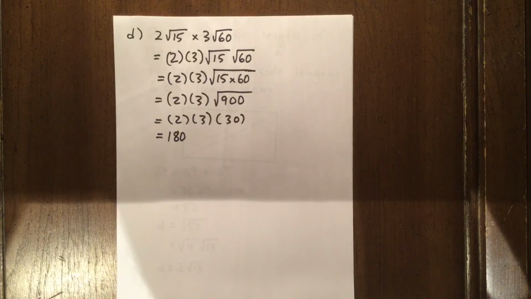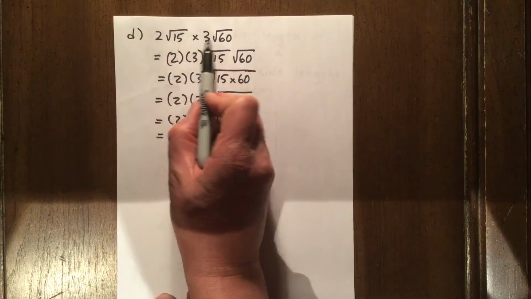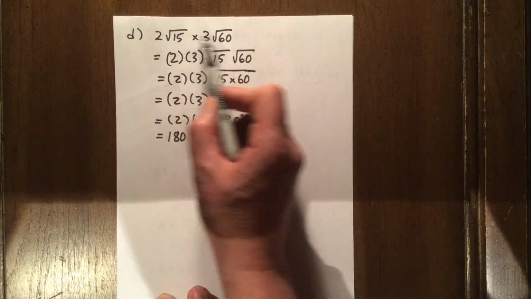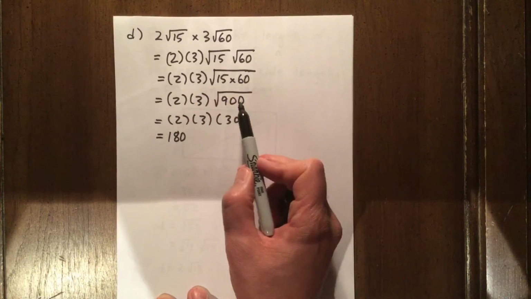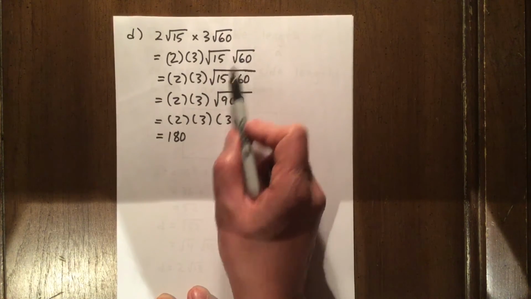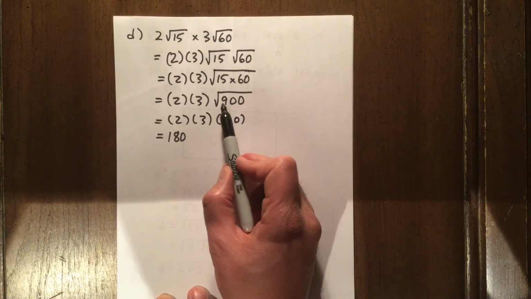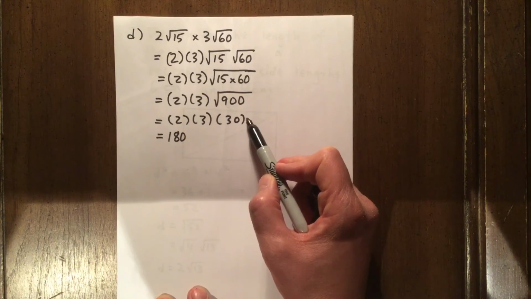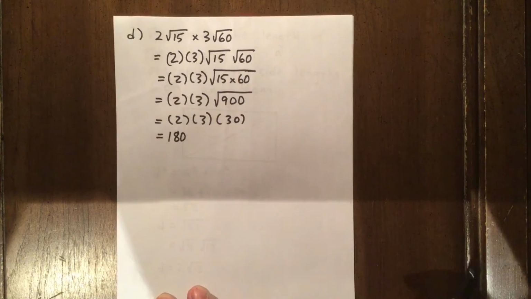All right, now what if we had 2 root 15 times 3 root 60? Well, multiplication is commutative, and so what that means is all we're doing here is multiplying. So I can multiply the 2 with the 3 and the root 15 with the root 60. 2 times 3 is obviously going to be 6. Now, root 15 times root 60 is the same thing as the square root of 15 times 60, which is the square root of 900. The square root of 900 is actually 30. So I ultimately end up with 2 times 3 times 30, which is 180.